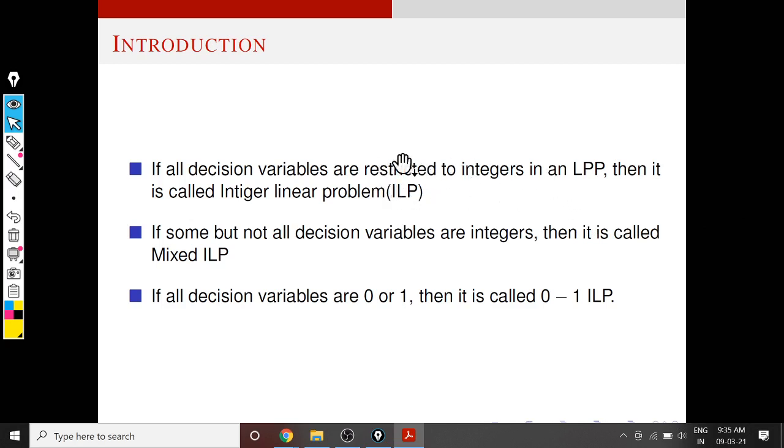Now we are going to discuss the first one, the integer linear programming problem. That means all the decision variables should be integers.